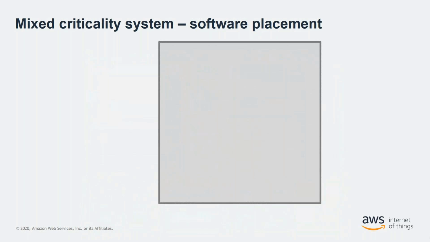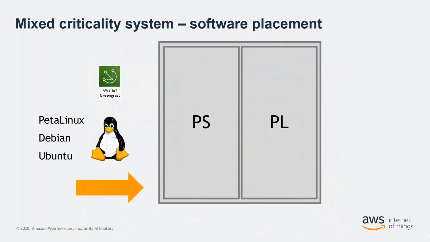Well, let's take a look at that mixed criticality system and how we actually place that software. On the left hand, we have that Cortex A53 processor that we just talked about. That's called a programmable system, and we can run operating systems like Ubuntu or Debian on that.